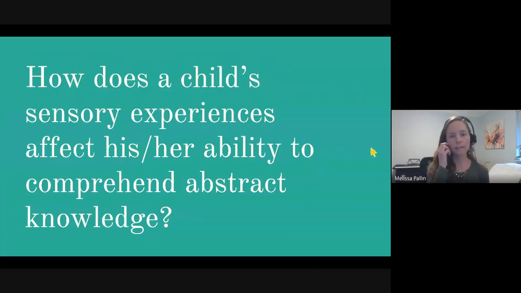So I want to start off with a question. How does a child's sensory experiences affect his or her ability to comprehend abstract knowledge? So I want to give everybody 1 minute just to think about that. I'm going to open up the chat. I think the chat is open. And think about this question a little bit, because we're going to come back to it in about 10 minutes or so.